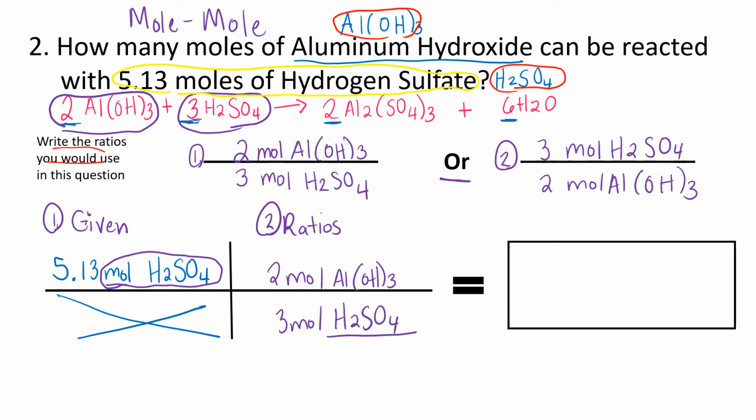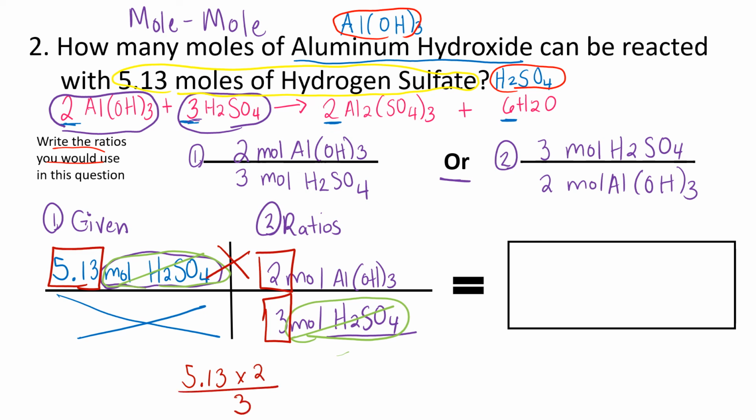Now you notice that this will match this, so you can cancel them. And all we have to do is the math. For the math, it's going to be the 2 top numbers, which I'll go ahead and box in red. So it's going to be 5.13 multiplied by the number that's next to it, times 2. And when you get your answer, you're going to divide by 3. So here's what you're really looking at: 5.13 times 2 divided by 3.